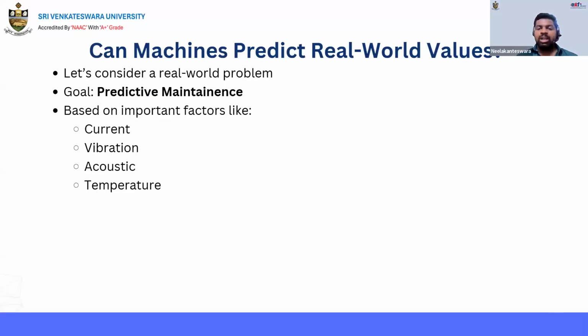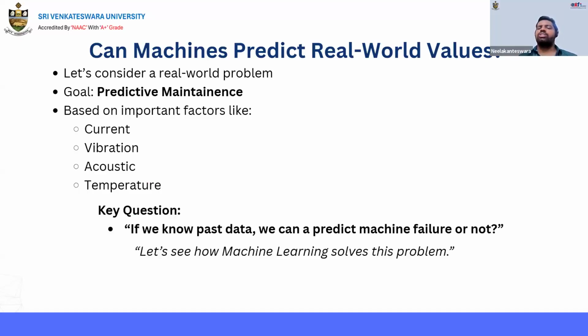Here we are going to predict the failure rate of the machine: whether it has a high probability of failure or a low probability of failure. If it gives a high probability, then we plan to maintain it, meaning we plan to service that system or machine. According to that, we can handle unplanned downtimes. Here I'm considering important factors like current, vibration, acoustic, and temperature. By considering all those, we are going to predict whether the machine will fail or not. Let's see how machine learning solves this problem.